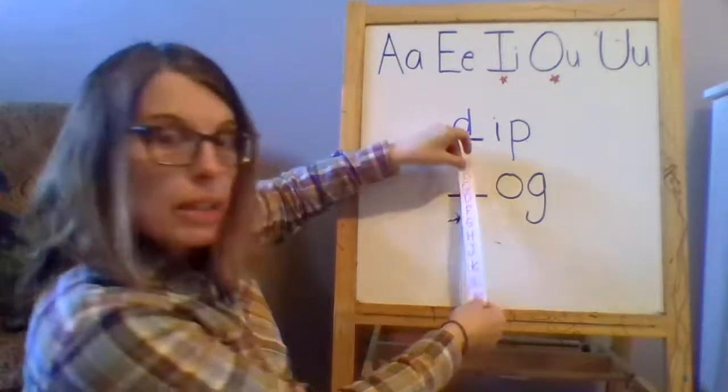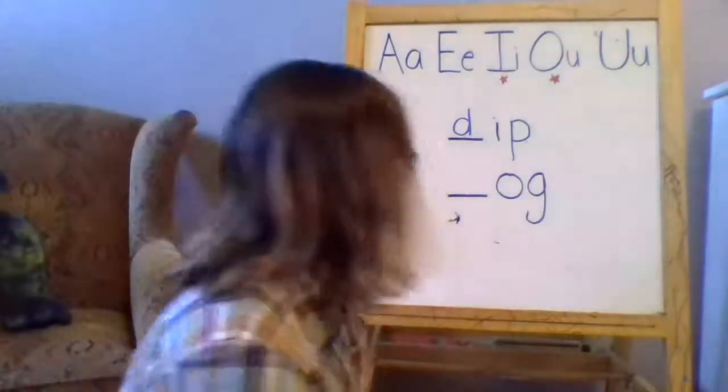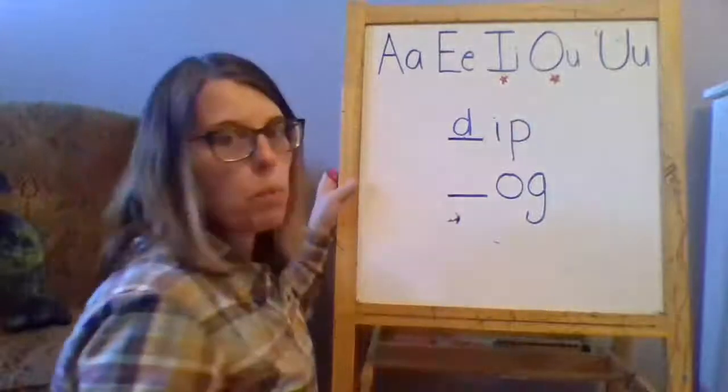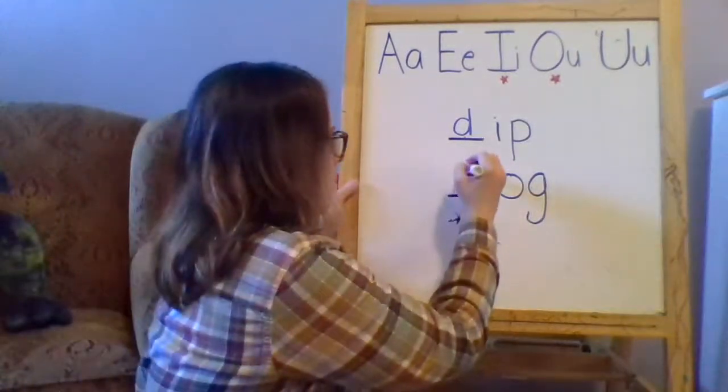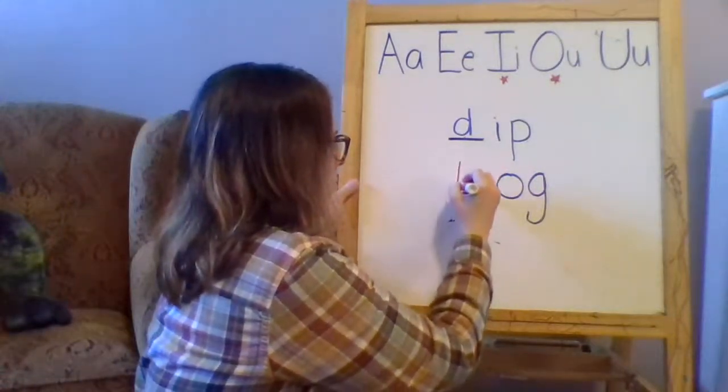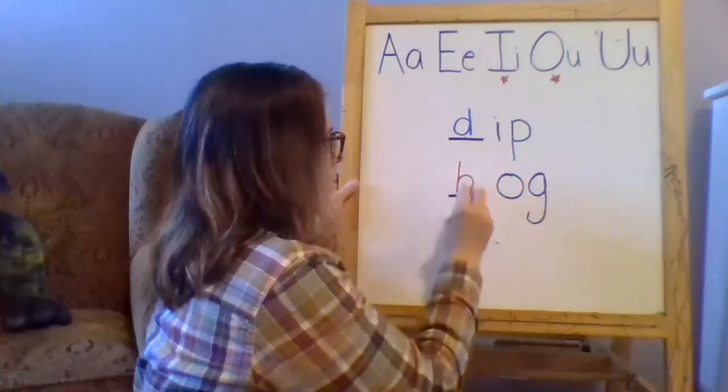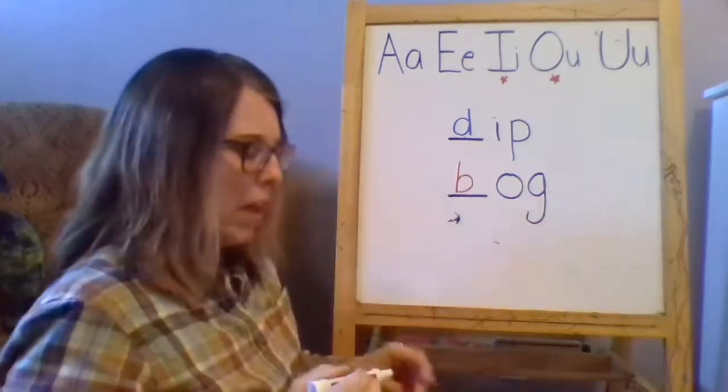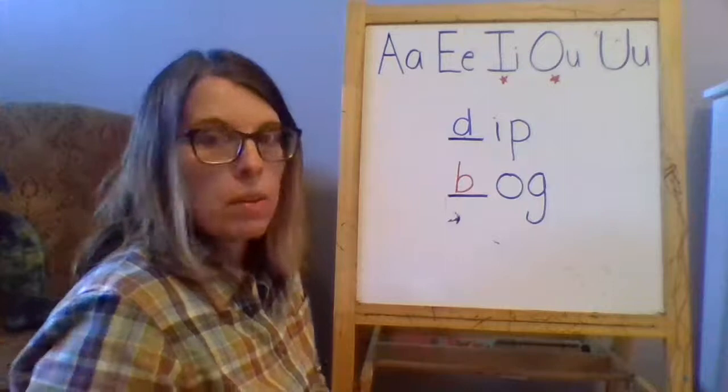Bog. Bog is a word. Like a cranberry bog. Kind of like a wet, swampy place. So let's put a B here. Bog. Okay, and I want you to see what other words you can make.